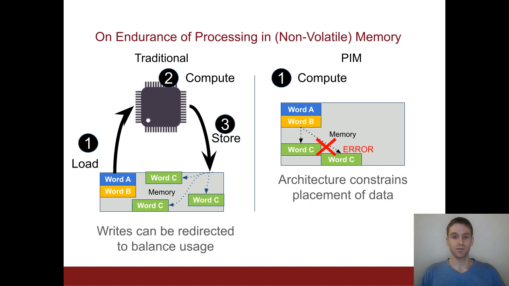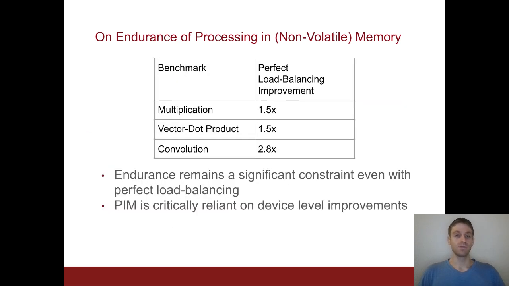In standard architectures, we can easily redirect writes to different locations to balance out the usage. Processing in memory architectures introduce additional constraints, such as requiring the operands to be aligned in memory, which makes dynamic load balancing much harder to achieve. But even if we were able to do perfect load balancing, it still doesn't even come close to fully compensating for the increase in the write counts.